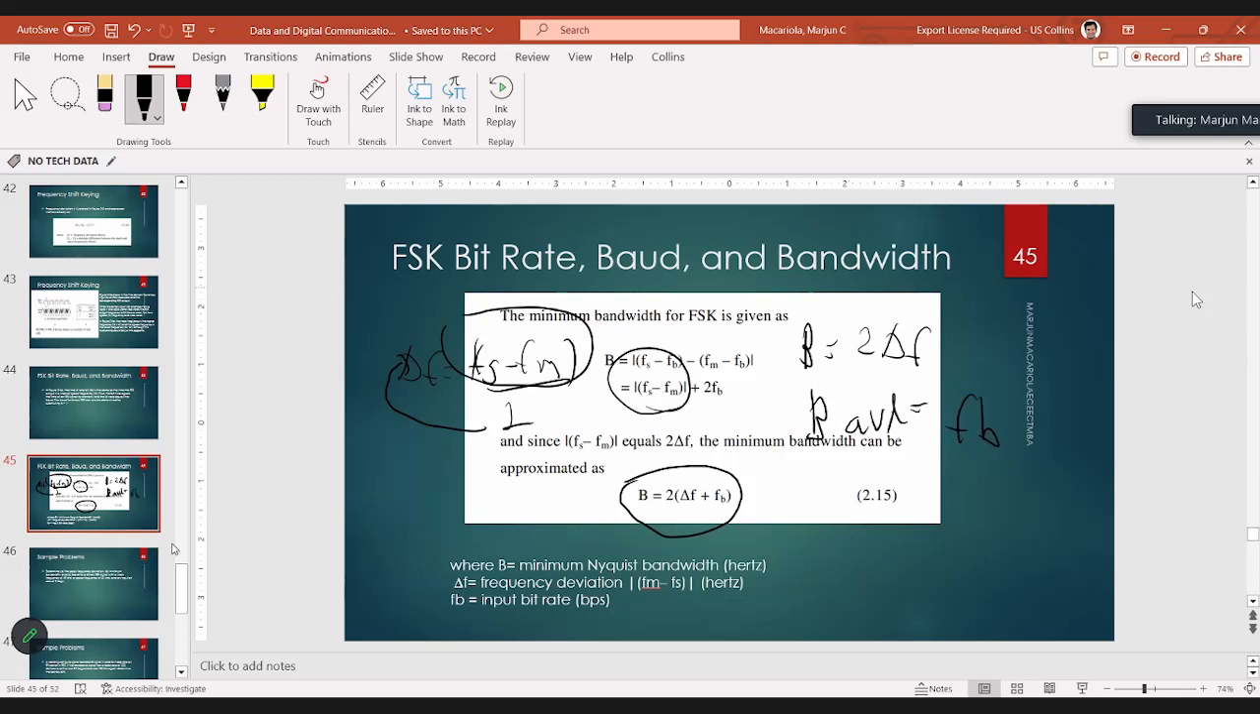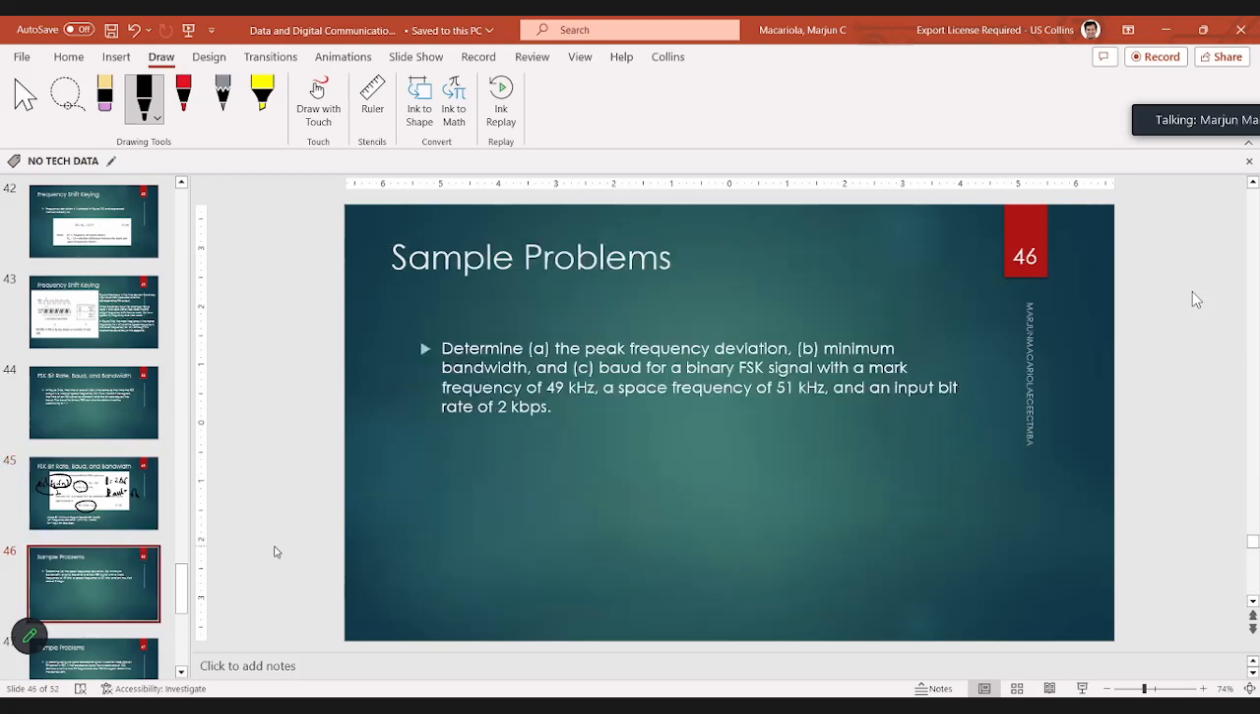Okay, sample tayo. Determine A, the peak frequency deviation, B, the minimum bandwidth, and C, the baud for a binary FSK signal with a mark frequency of 49 kHz and space frequency of 51 kHz and an input bit rate of 2 kilobits per second.